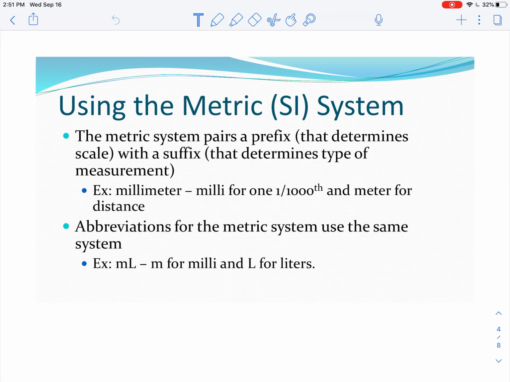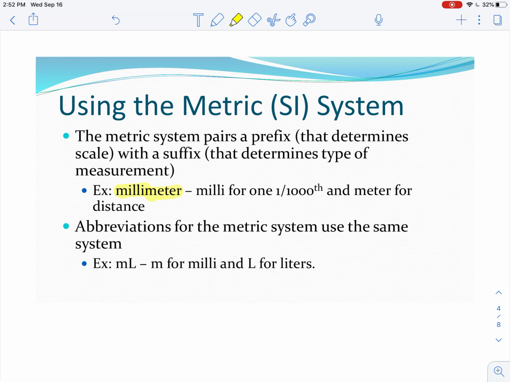You probably are familiar with the metric system. It is a system that pairs a prefix with a suffix. The prefix determines the scale, the suffix determines the type of measurement. Maybe you've heard of what a millimeter is. Milli is the prefix for 1/1000th, and meter means distance. So a millimeter is literally measuring 1/1000th of a meter.